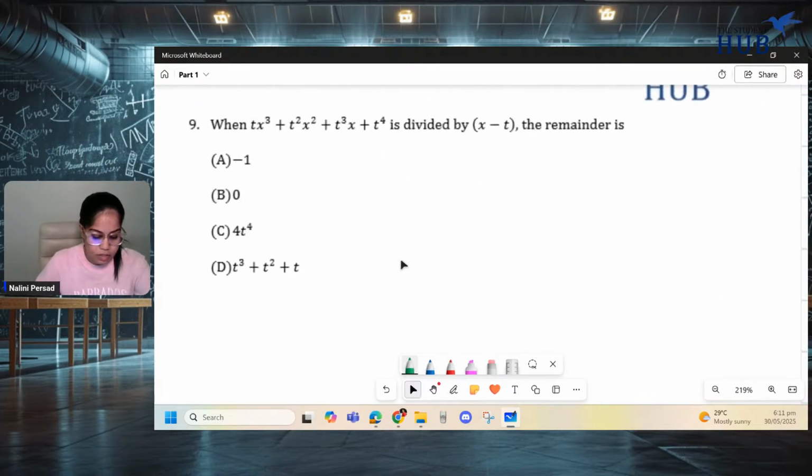Question 9. This is your polynomial. It is divided by x minus t. We need to find the remainder. This is in the form x minus a. So we are going to substitute t, right? We're going to substitute x as t inside here. I'm just going to let the function be f of x.